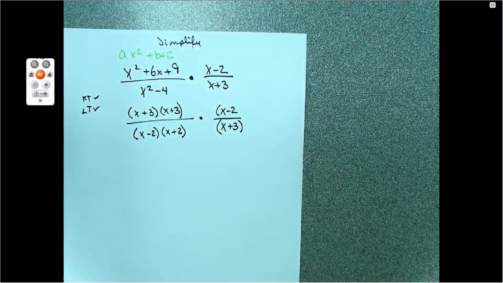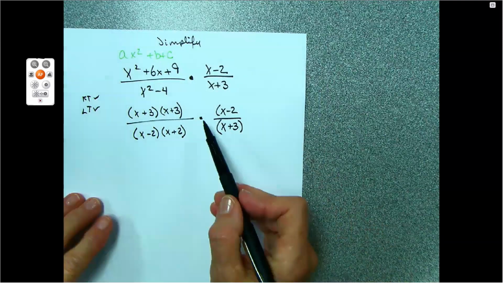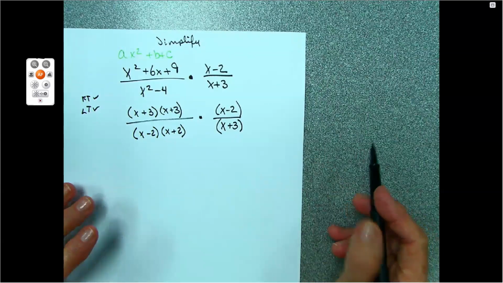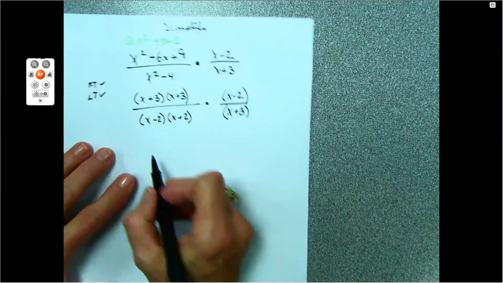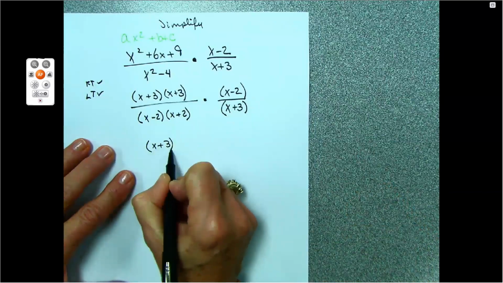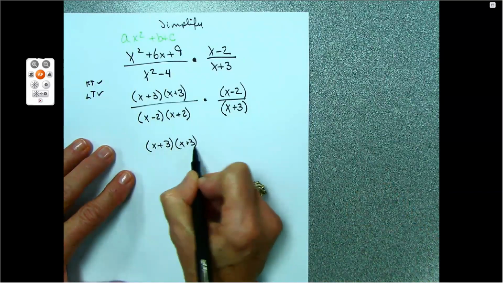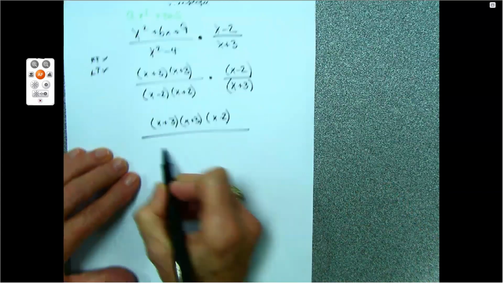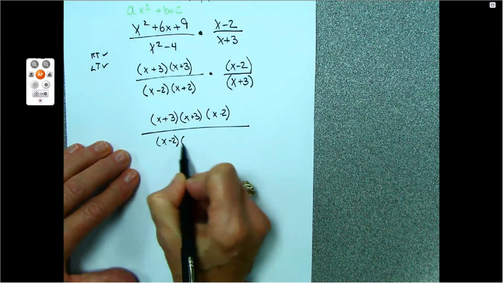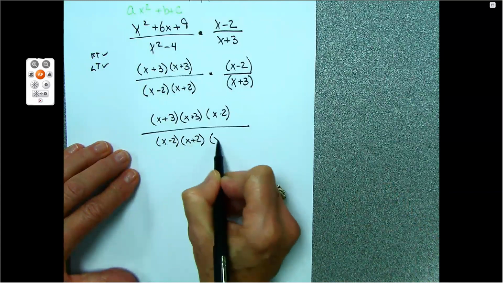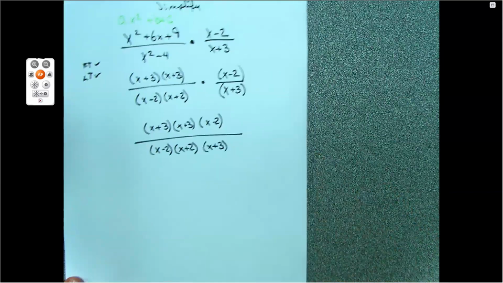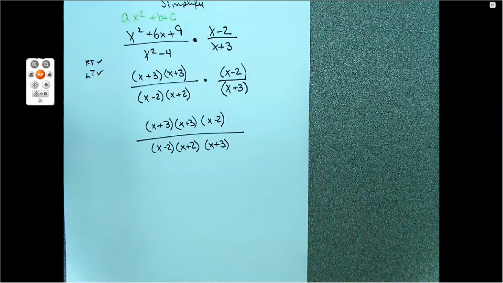Now this is all multiplication, right? Something times something times something in the numerator. So I can rewrite this as x plus 3 times x plus 3 times x minus 2 in the numerator. In the denominator, x minus 2 times x plus 2 times x plus 3. It's all multiplication. So now I can begin to look for other names for 1.